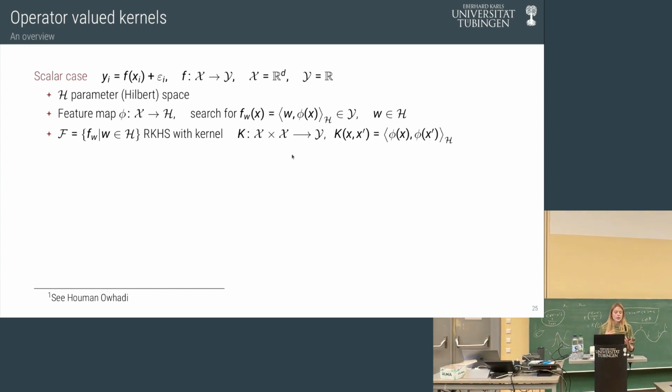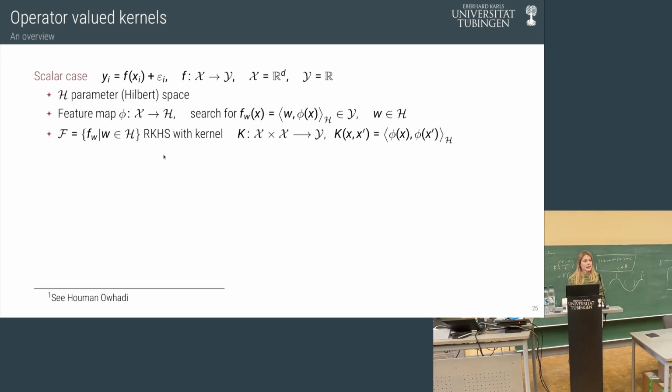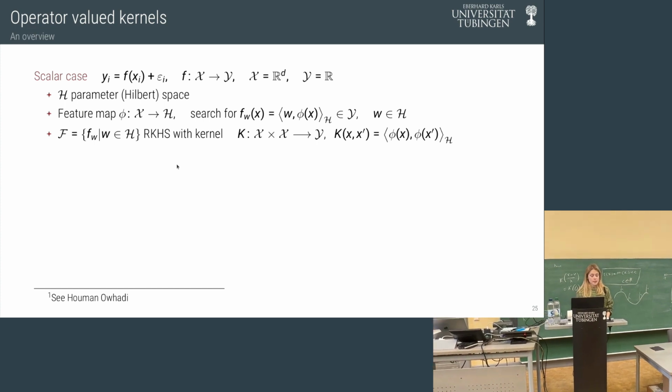And in the GP language, when you find the mean of your approximation, it is going to be the same as what you find when you do kernel regression in a reproducing kernel Hilbert space.